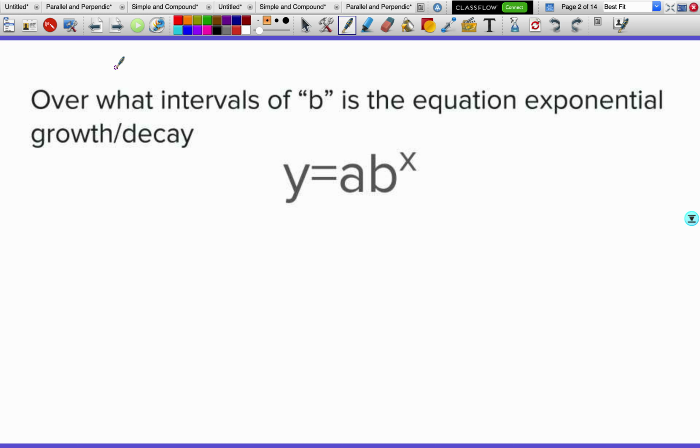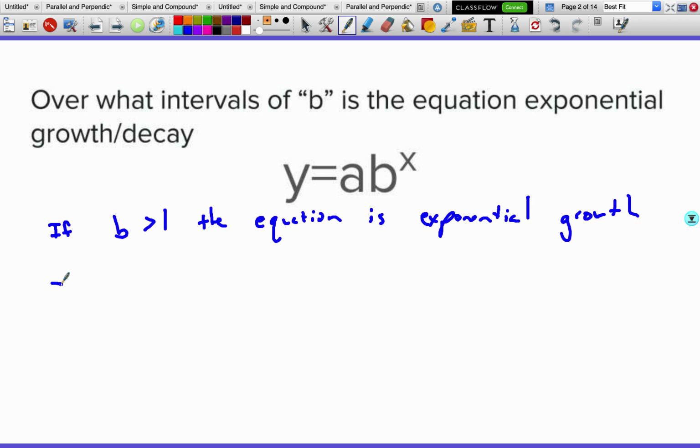So here's our generic exponential equation. Over what intervals of b is the equation exponential growth or decay? All right, so if b is greater than 1, that means we're repeatedly multiplying by a number bigger than 1. You multiply by a number bigger than 1, the equation will grow. So if b is greater than 1, the equation is exponential growth.